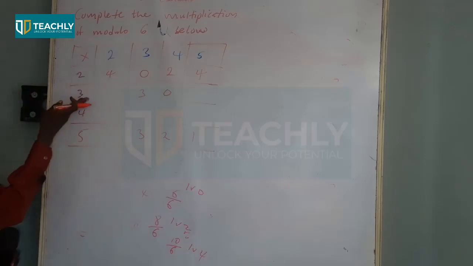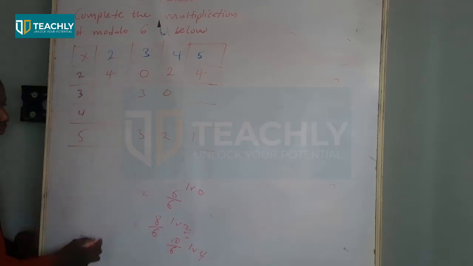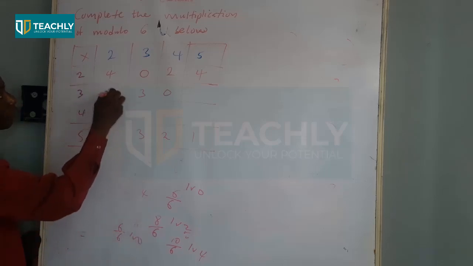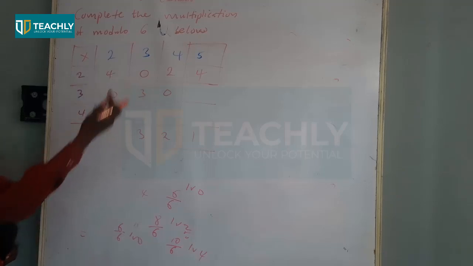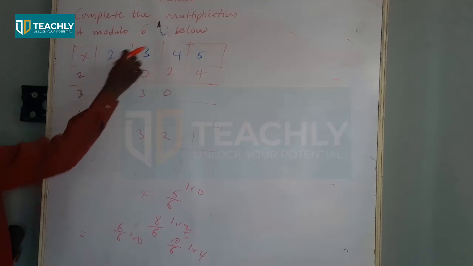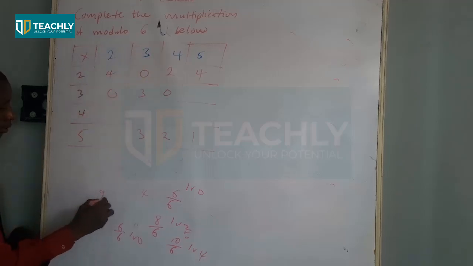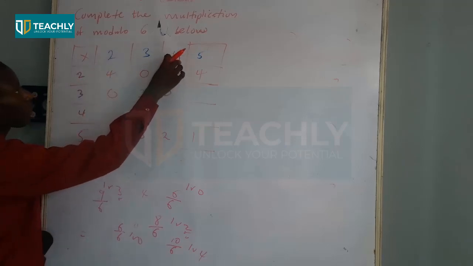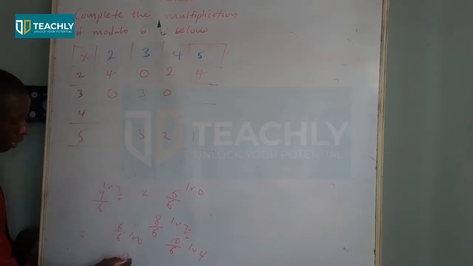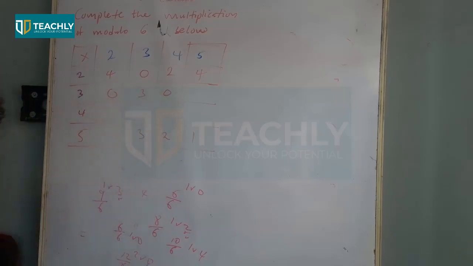Then come to the next one here. 3 times 2, 6. Divide it by 6, 1 remainder 0. So we are going to have 0 here. This one, they've done it, but if you want to verify, you can. 3 times 3, you have 9. 9 divided by 6, you have 1 remainder 3. That's why they put 3 here. Likewise here, 3 times 4, you have 12. 12 divided by 6, you have 2 remainder 0. That's why they put 0 here.